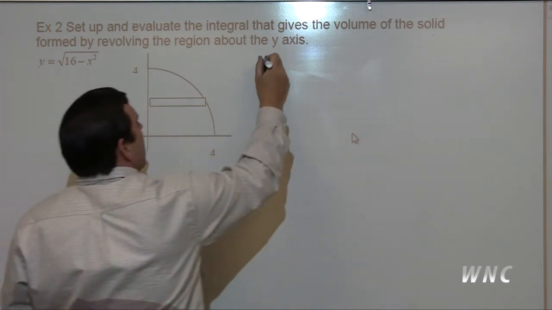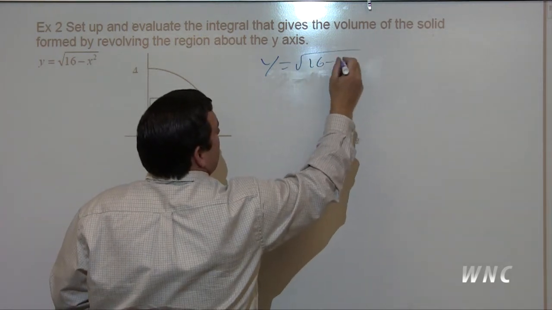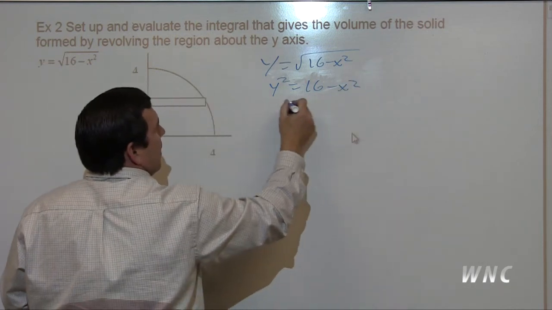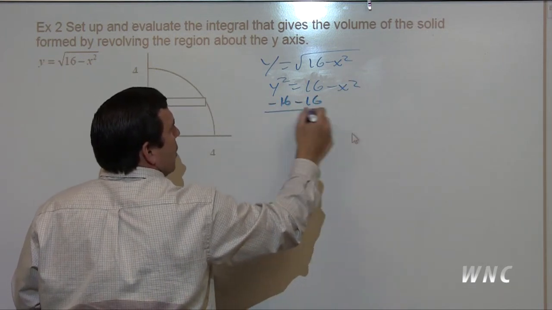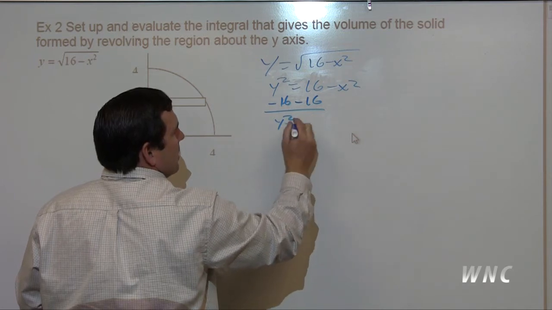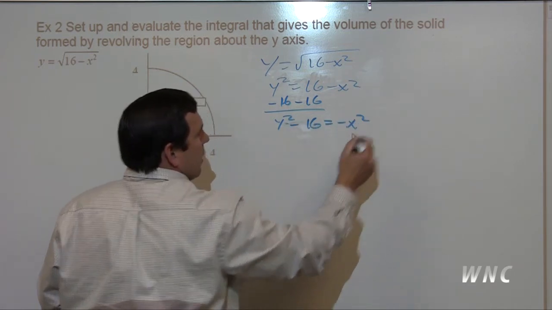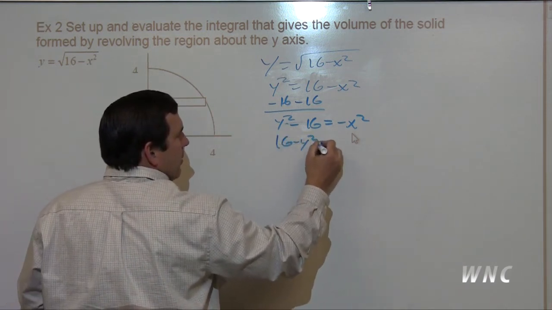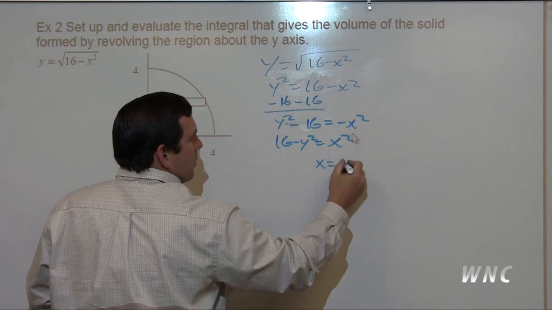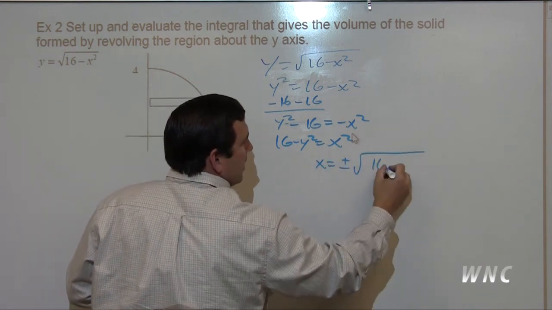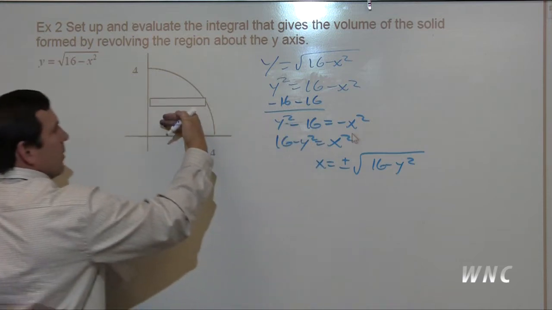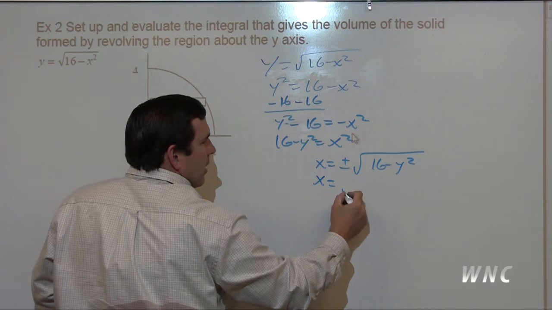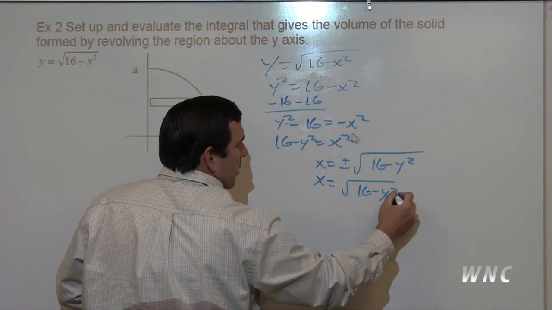So we have y equals the square root of 16 minus x squared. y squared equals 16 minus x squared. And we can subtract 16 from both sides. y squared minus 16 equals negative x squared. And then 16 minus y squared equals x squared. So x equals plus or minus the square root of 16 minus y squared. We're dealing with positive values for x, so we'll just go with x equals the square root of 16 minus y squared.